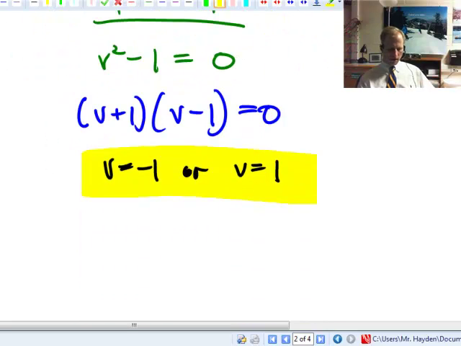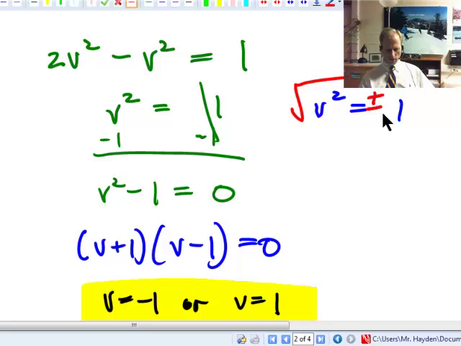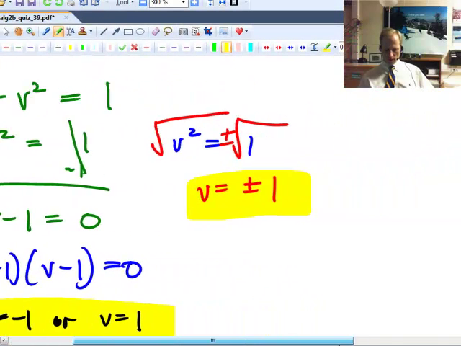Alright, now I could have also used the square root method to solve the equation v squared minus 1 equals 0. So let me show you. Well, actually, I think I'd go even back farther than that. If I had v squared equals 1, some of you may remember, you can solve that by taking the square root of the left, the plus minus square root of the right side, giving me v equals plus or minus 1. So you get the same solutions either way.